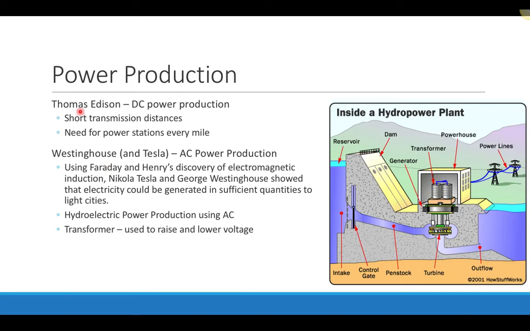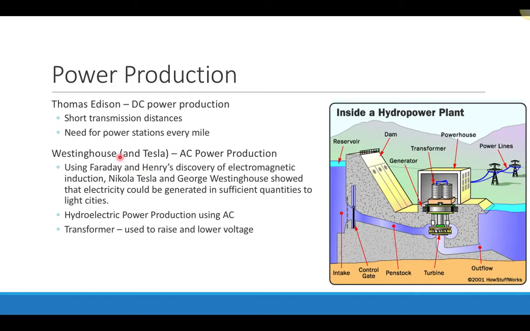Another interesting thing about power production is that very early on, when electromagnetic induction was introduced, there was a big debate as to whether we should use DC power or AC power. Thomas Edison was very interested in using DC power, and there were some issues with that. There were short transmission distances. If you have DC, you have to have these power plants every couple of miles to get the power out to the homes.